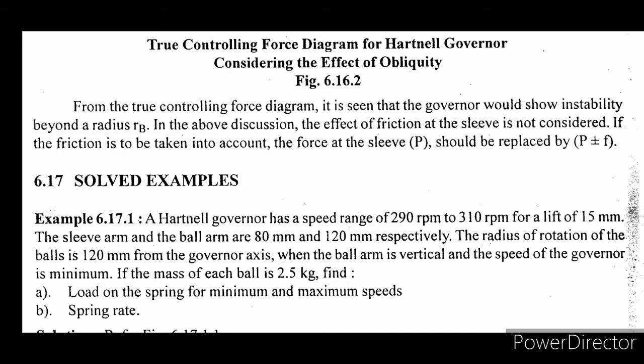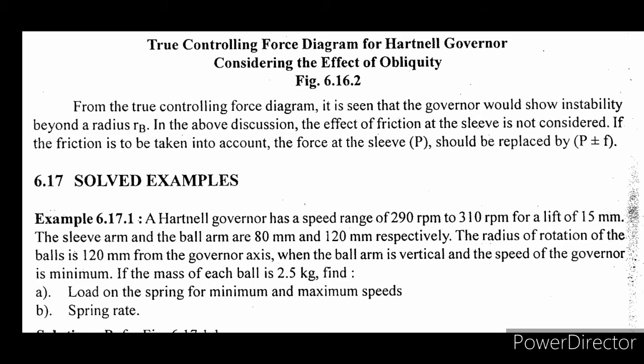So let's go with the problem. So again, see the data carefully. Speed range is 290 rpm to 310 for a lift of 15 mm. Sleeve arm and ball arm are 80 mm and 120 mm. Radius of rotation is 120. Mass of each ball is 2.5 kg. What we have to find is load on the spring for minimum and maximum speed, that is Fs1 and Fs2, and spring rate, that is k. So let's go with the problem.